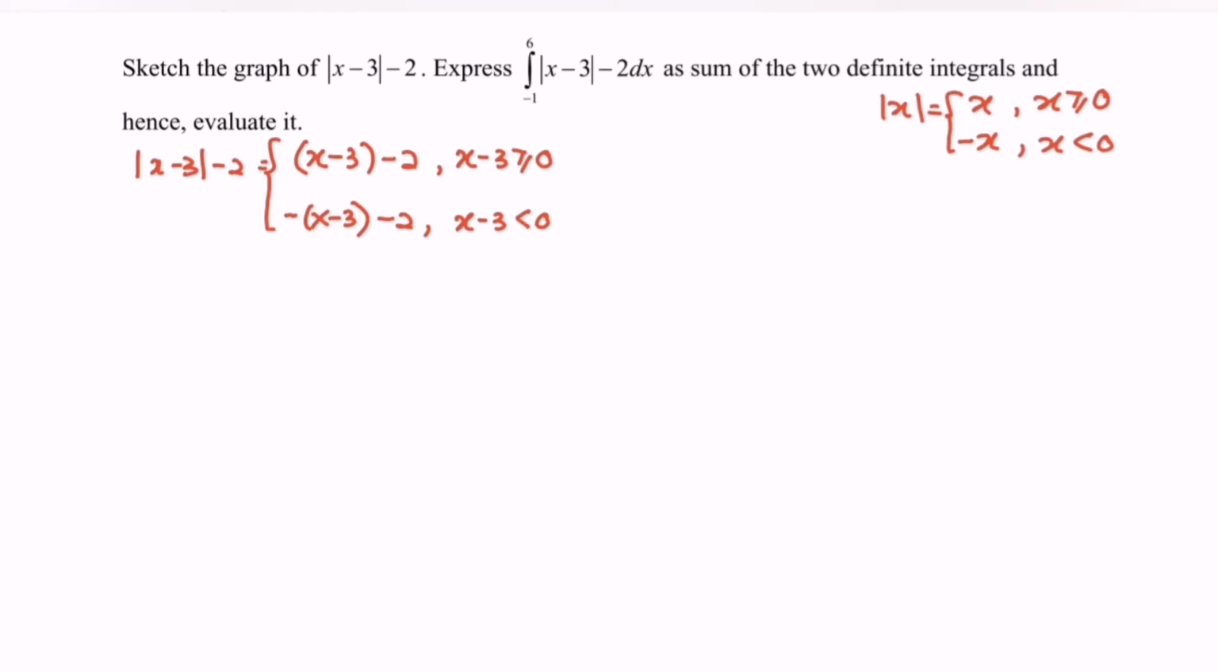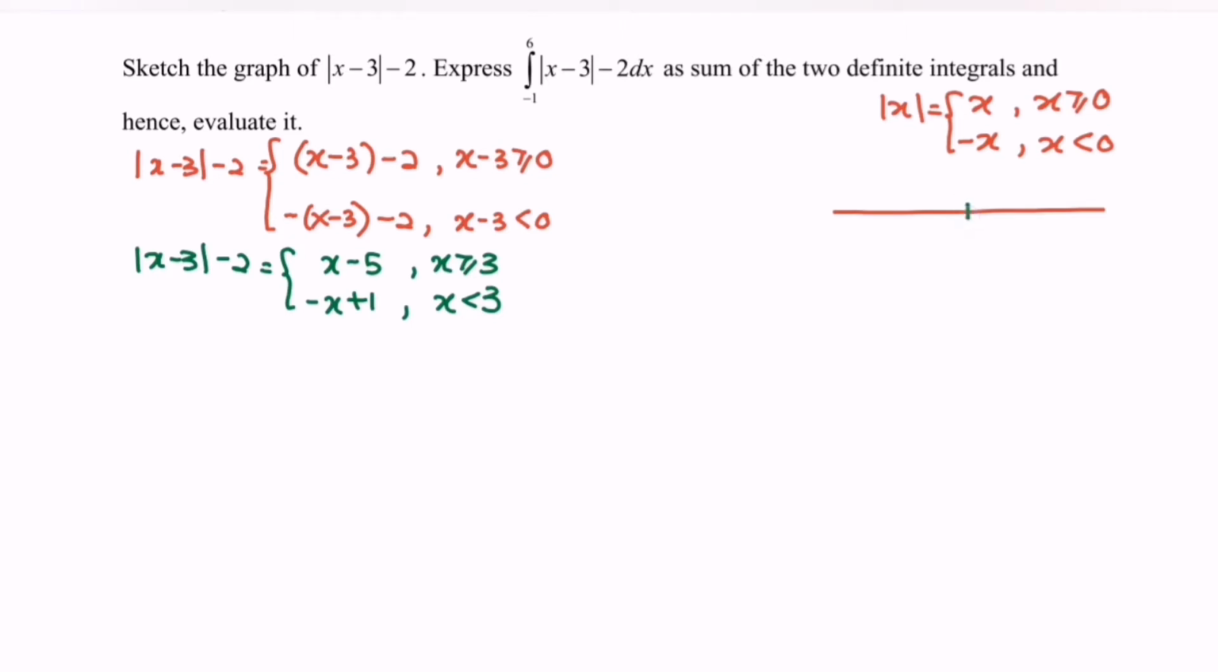Simplify the situation. So absolute value of x minus 3 minus 2 is equal to x minus 5, and the domain will be x greater than or equal to 3. Negative x plus 1, the domain will be x less than 3. So kindly express the situation in a number line.